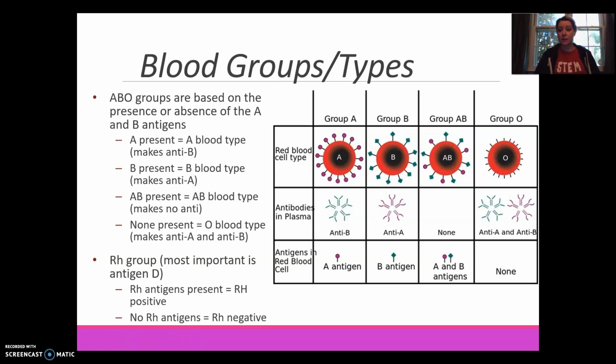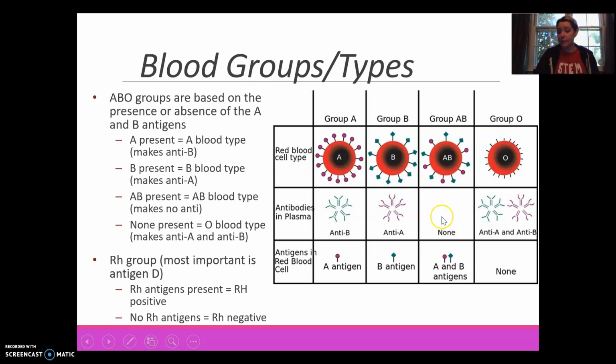If you're AB blood type, that means that you have both the A gene and the B gene. So you got an A from your mom or your dad and a B from your mom or your dad. And so therefore you have both of the antigens on the outside of your red blood cell. And that means that your body makes no antibodies in the plasma.